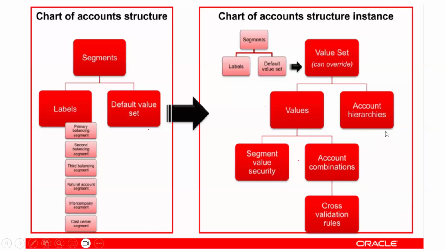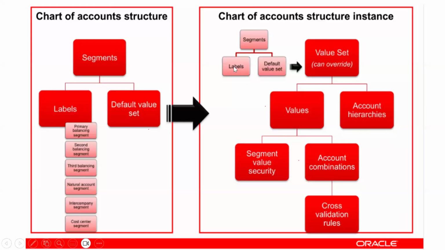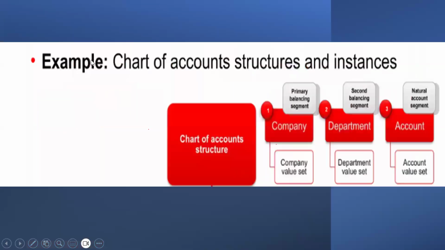So now let's see what the chart of account is with an example. We discussed segments, labels, and value sets. Let's discuss this. Segments are what you can see in the red mark: company, department, and account. You can extend to product, project, or other segment values as well. Here I'm just giving a simple example with three segments: a company segment, a department segment, and an account segment.